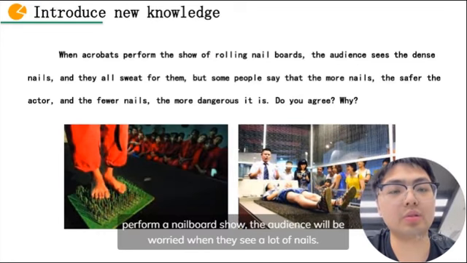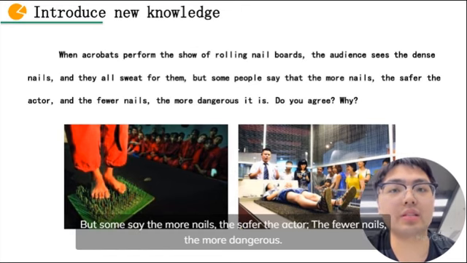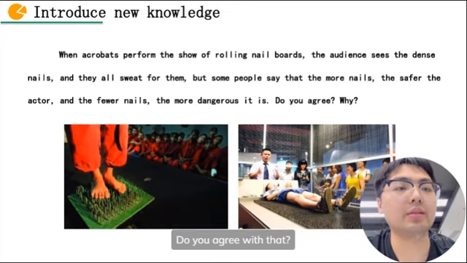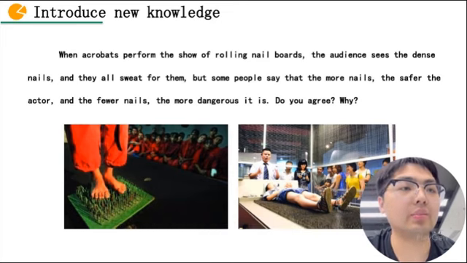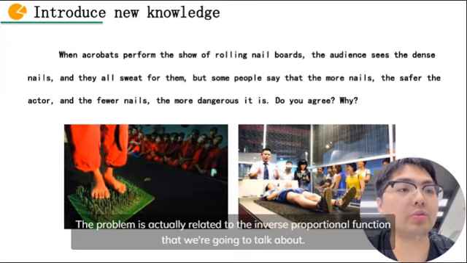When acrobats perform a nail board show, the audience will be worried when they see a lot of nails. But some say the more nails, the safer the actor. The fewer nails, the more dangerous. Do you agree with that? Why is that? The problem is actually related to the inverse proportional function that we're going to talk about.